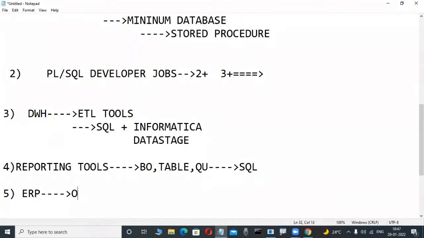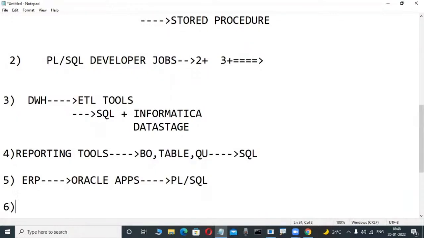Oracle Apps is an ERP, the same as SAP. Oracle Applications 11 is there. These persons need very good knowledge of PLSQL. Those persons also learn these courses. Again, OBI programmers are there.